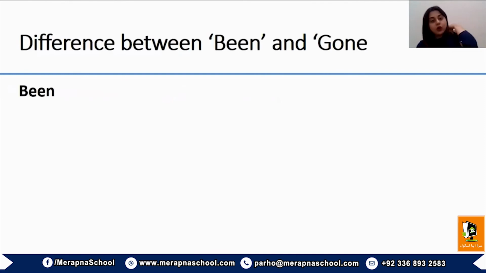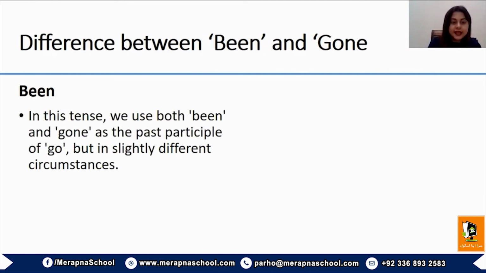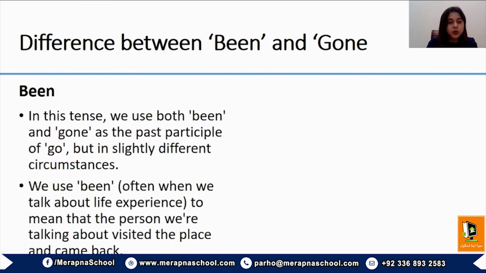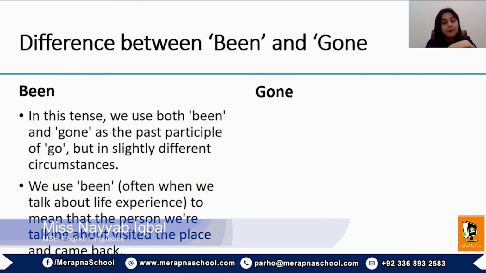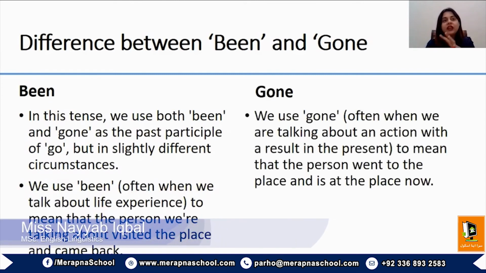Okay, now it's important for us to understand the difference between been and gone. So in the perfect tense, we use both been and gone as the past participle of go, the third form of go, but in different situations. For example, we use been when we talk about life experience. For example, the person we are talking about has visited the place but has come back. And when we use gone, we are talking about an action, the result of which is still evident.